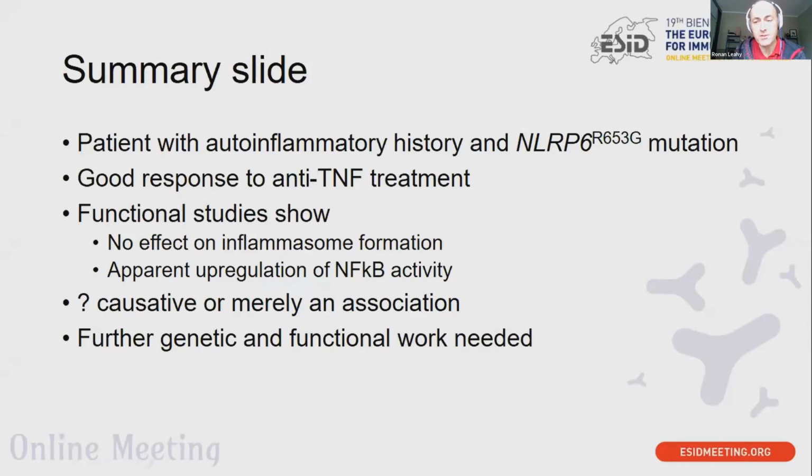Now, curiously enough, the patient's mother also carries the mutation, and she's asymptomatic. So it's a bit difficult at this point to say whether this is an association or whether it is causative. And no other patients to date with mutations in NLRP6 have presented with autoinflammatory disease. So we're planning to do further genetic work. In other words, we're going to do an exome on the patient to make sure there is no other molecular basis for her condition. And we may undertake some functional work on mum as well to see whether she has a functional phenotype to go with the mutation.